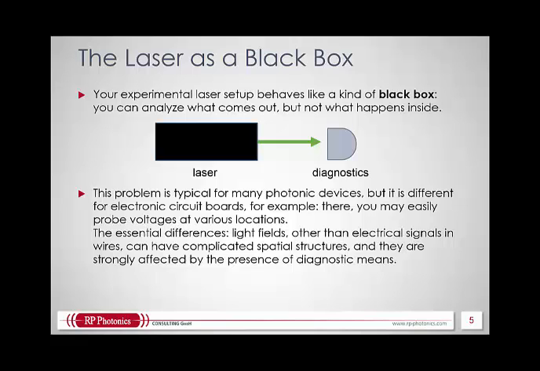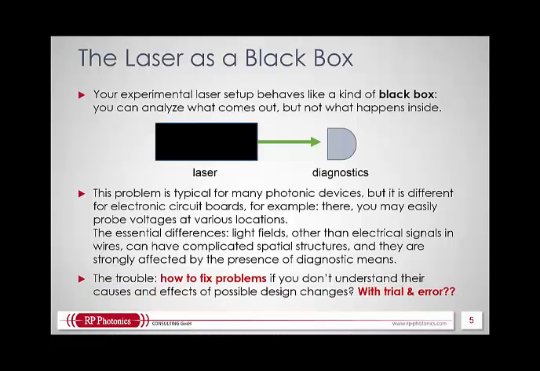And this problem is actually quite typical for many photonic devices, but it would be different for electronic circuit boards, for example. There you may easily probe voltages at various locations. The essential differences are that light fields, other than electrical signals in wires, can have complicated spatial structures, and they are strongly affected by the presence of diagnostic means. Now the trouble is, how should you be able to fix problems in a laser if you don't understand their causes? And also if you don't understand what the effects of possible design changes are. Should you use only trial and error?